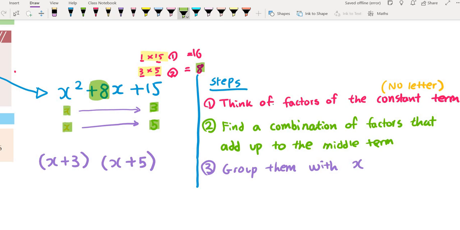And your final step is to take this x and 3 together and put it into a bracket. Take this x and this 5 and put it into another bracket. So we factorize this as these 2 factors here.